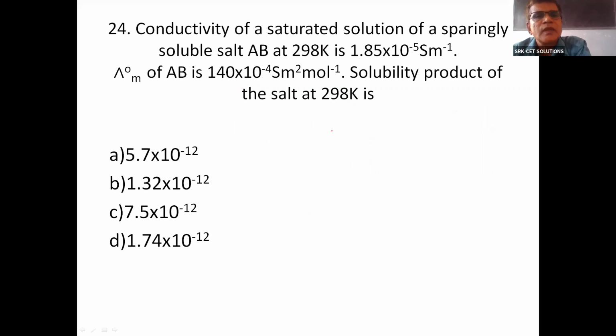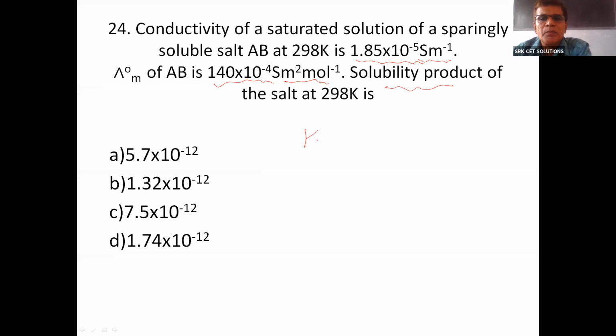So next question. Conductivity of a saturated solution of a sparingly soluble salt AB at 298 Kelvin is 1.85 into 10 to the minus 5 Siemens per meter. Lambda naught m, again the limiting molar conductivity of the same salt, is 140 into 10 to the minus 4 Siemens square meter per mole. Solubility product of the salt.